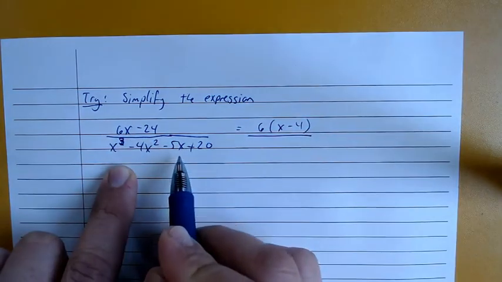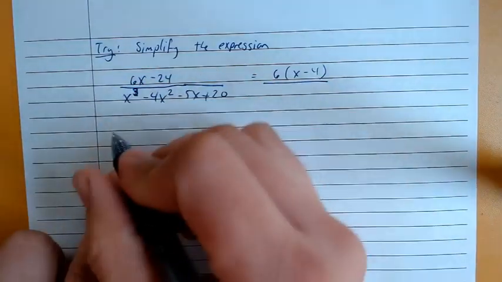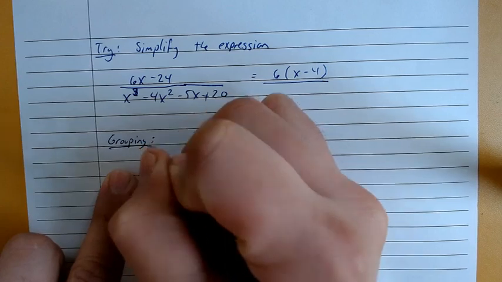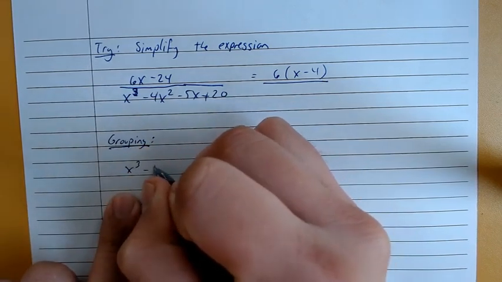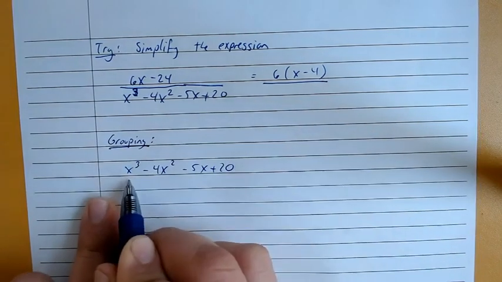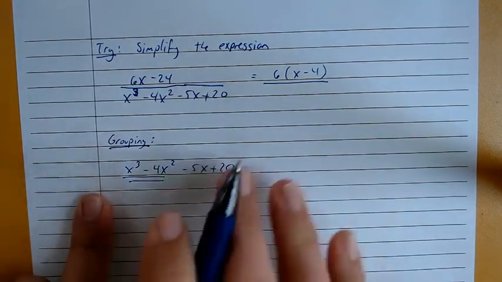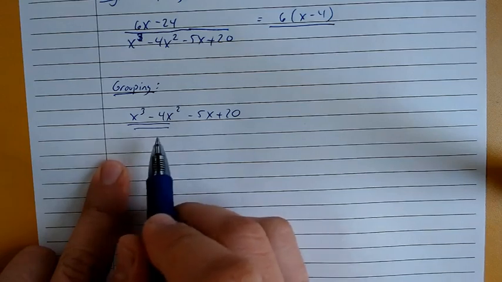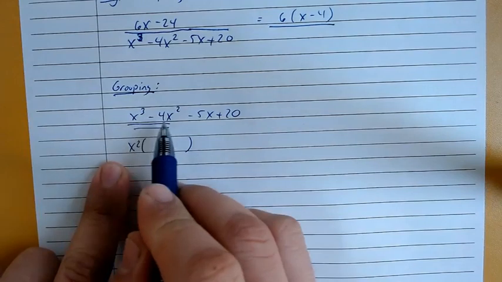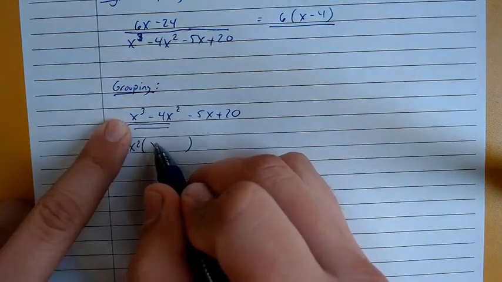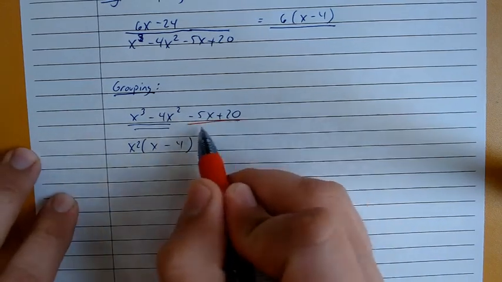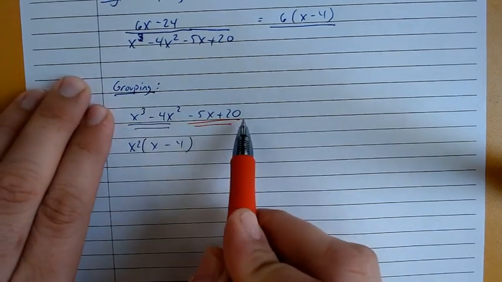Our denominator can be factored by grouping. That takes a bit of space. Let's go and do that off to the side. We take x to the third minus 4x squared minus 5x plus 20, and we group the first two terms. These have a common factor of x squared. If we divide each of these by x squared, we're left with an x minus a 4. Now if we look at the other two terms, notice they are both divisible by 5.